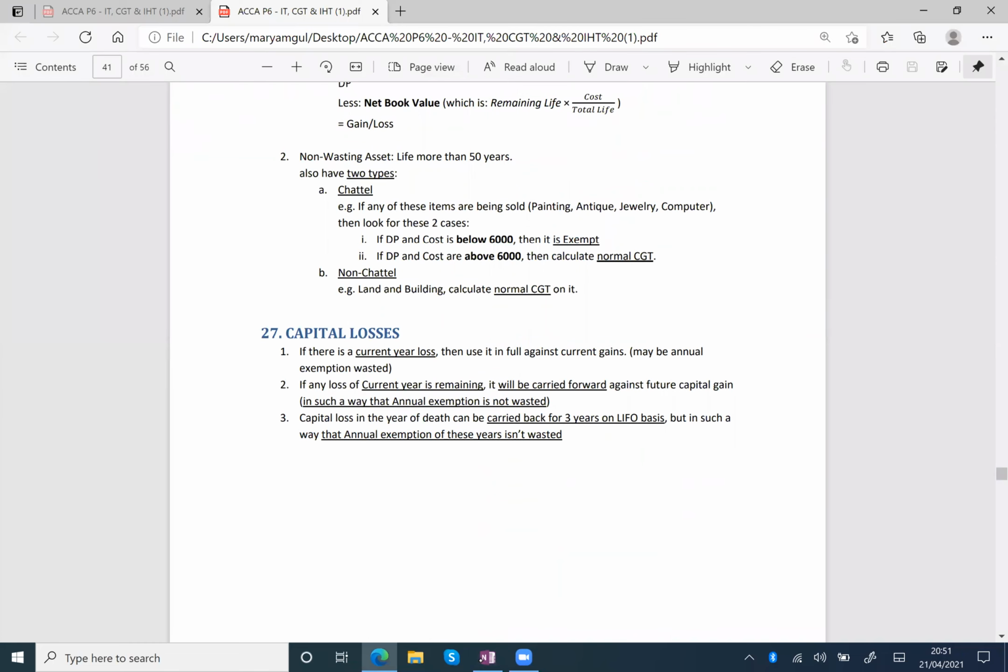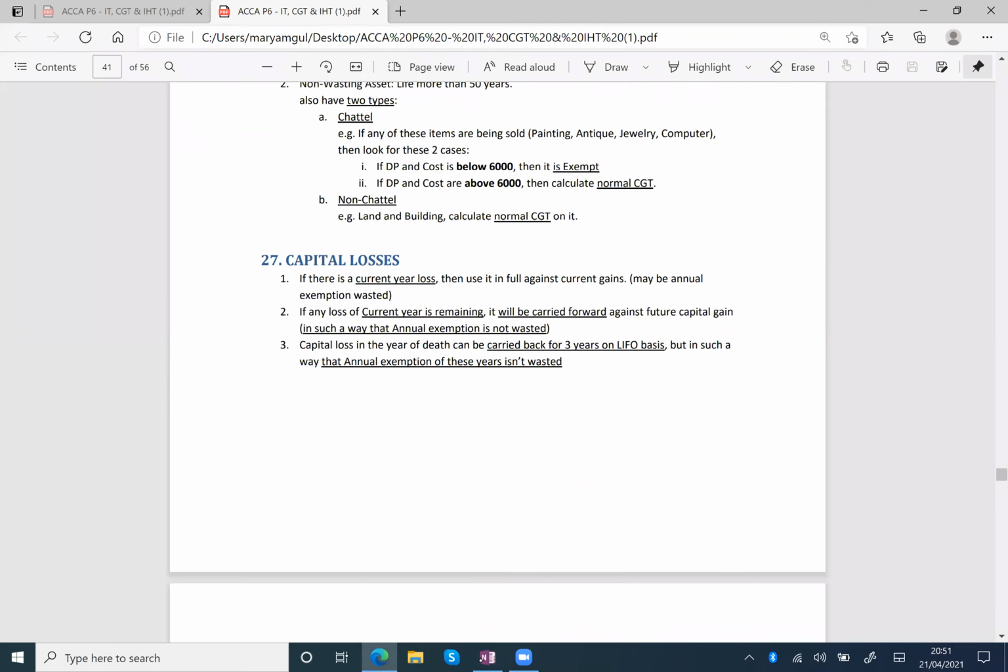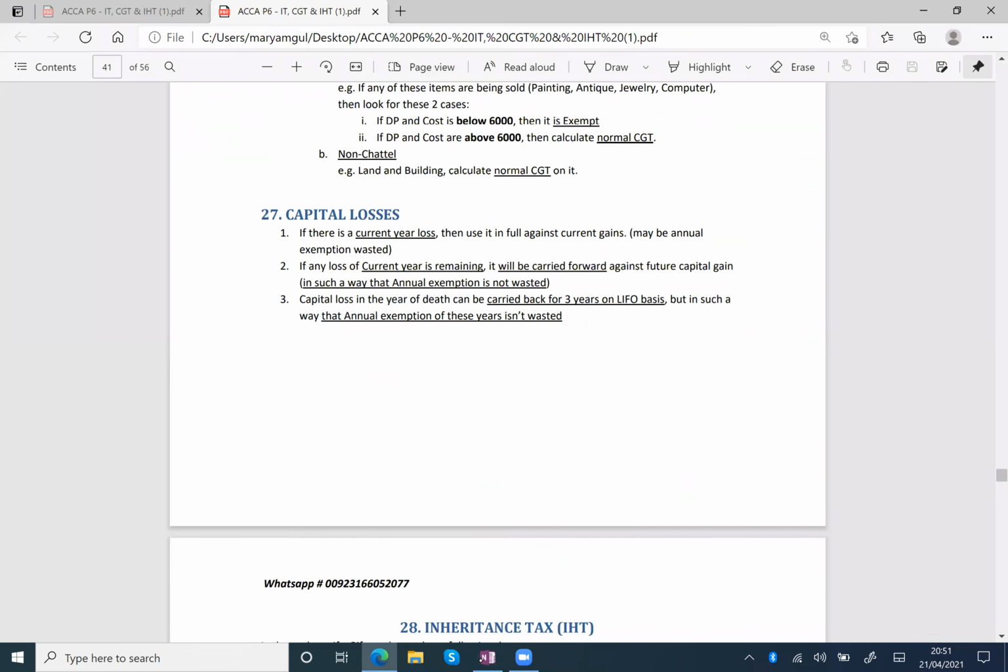And a non-chattel example is land and building. Normal CGT will apply when you sell land and building. That's it. Now the last topic is capital loss. Whenever you sell an asset and a loss arises, DP minus cost, a capital loss arises.